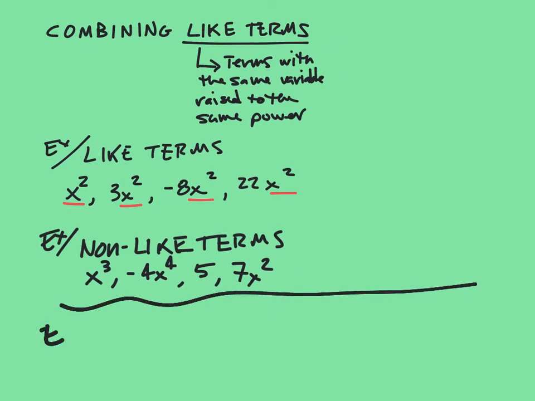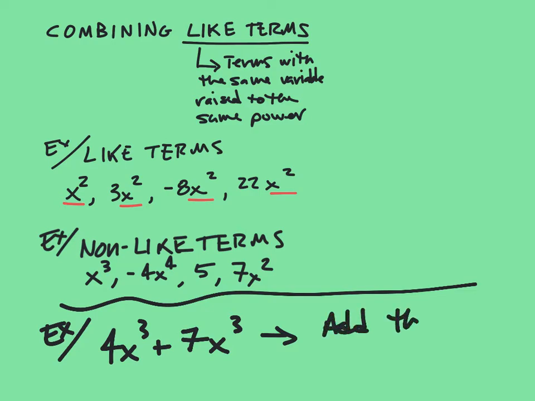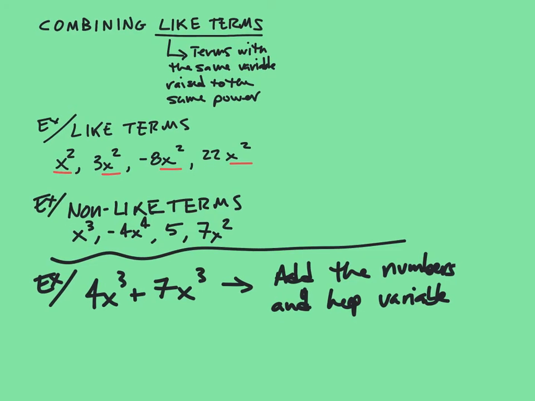All right. So let's actually combine the like terms of, say, 4x cubed plus 7x cubed. Now, the way to do this is to add the numbers out front and keep the variable. Okay, so if I'm going to do this and combine these like terms, I'm simply going to look at the numbers 4 and 7. I'm going to add those together to give me 10, and then I'm just going to keep my x cubed. And that's how I combine those as like terms.